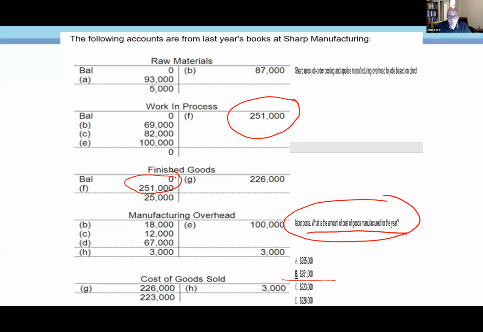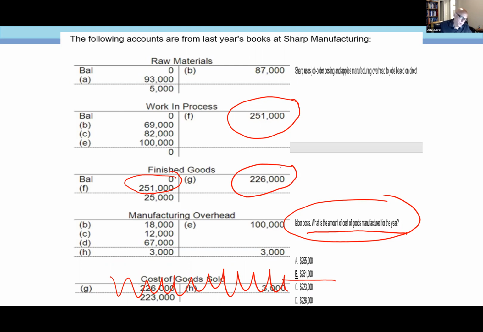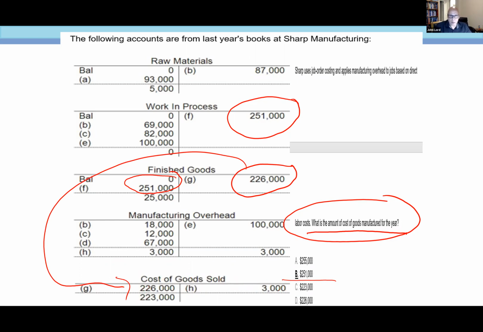Question. What if I gave you this question, but I got rid of this? And I asked you, what's the cost of goods sold? Cost of goods sold is what comes out of finished goods and goes into cost of goods sold. And that's why I wouldn't give that to you, because it would make the question painfully too easy. Right?